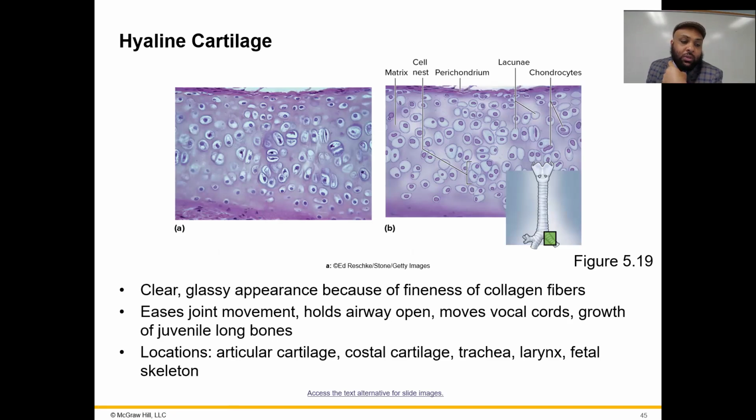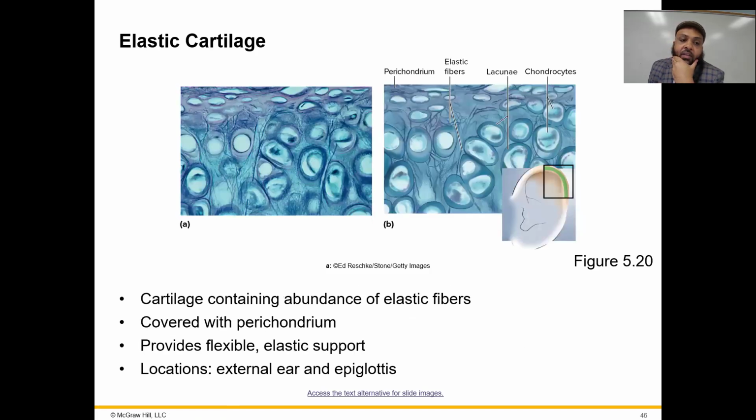Hyaline cartilage has a clear, glassy appearance because of the fineness of the collagen fibers. It eases joint movement. It holds the airway open, moves the vocal cords, and is important for the growth of the juvenile long bones. The locations of this cartilage are the articular cartilage, the costal cartilage, the trachea, the larynx, and the fetal skeleton.